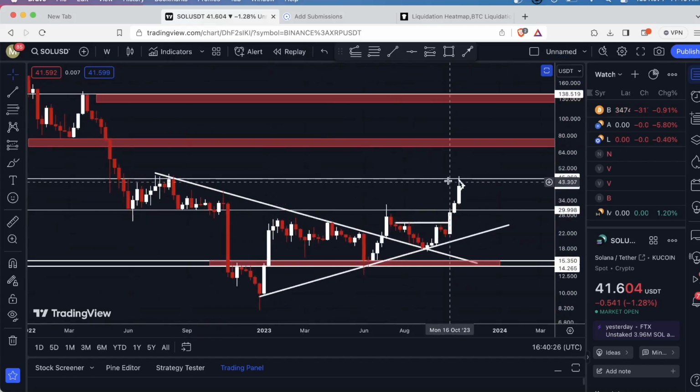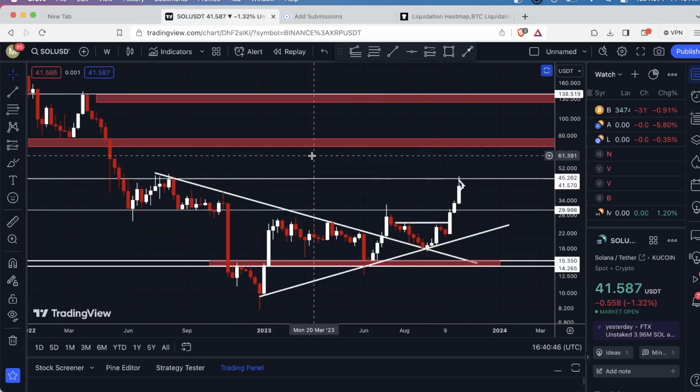And now that we've come up and touched this $45 resistance for the first time since all the way back in 2022, I expected a sell-off, right? Because the first time you come to a strong level of resistance, particularly one like this that has confluence between the price action and the Fibonacci retracement, you're going to get a sell-off, and that's what happened.